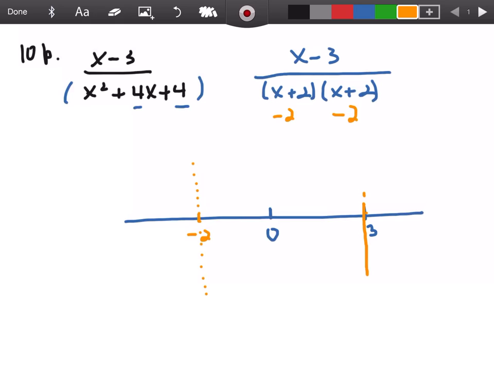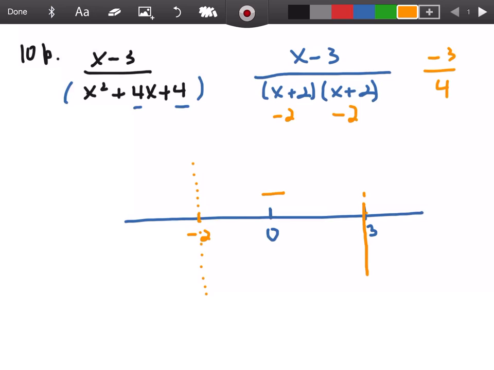When you put 0 in, you're going to have -3 on top, and on the bottom you're going to have 2 times 2, which is 4. So you're going to have a negative number. So in here it's going to be negative. And to check it, we could put in any number at all. Put in 2: 2 minus 3 is -1, and the bottom is positive. So yeah, that would be the same thing.